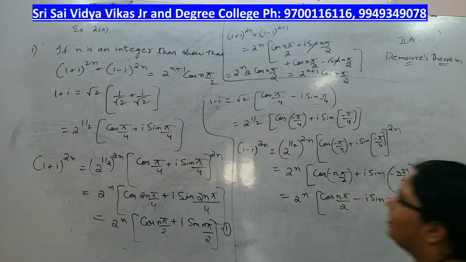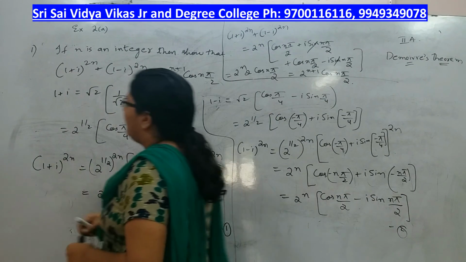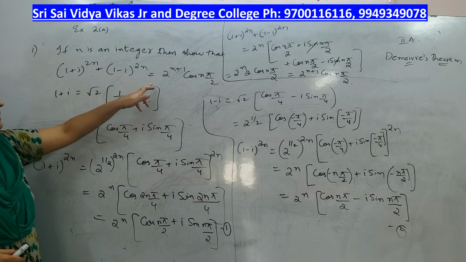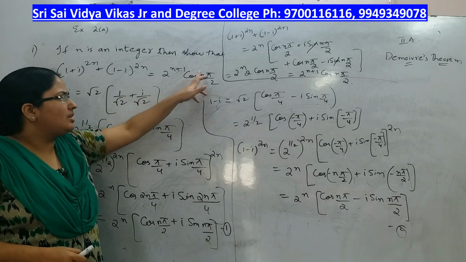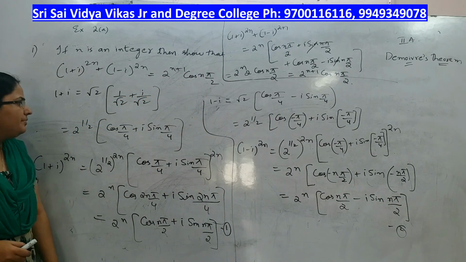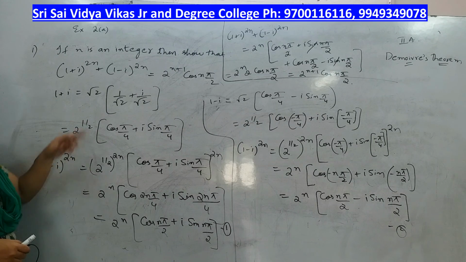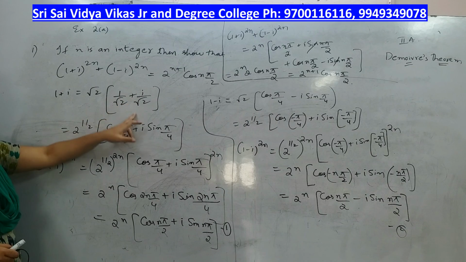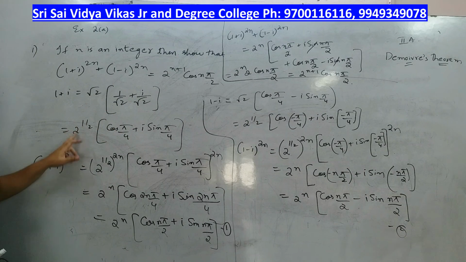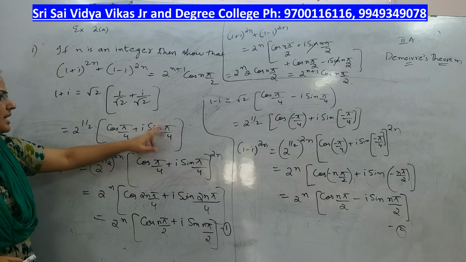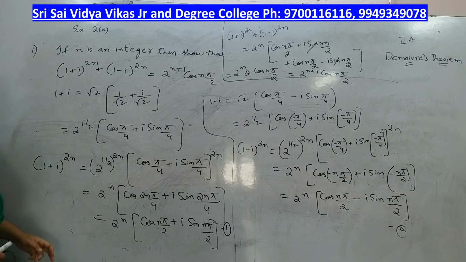The next problem you have is (1 plus i) whole power 2n plus (1 minus i) whole power 2n is equal to 2 power n plus 1 cos n pi by 2. This is what you have to prove. You have 1 plus i, multiply and divide by root 2, you have root 2 into (1 by root 2 plus i by root 2). Root 2 can be written as 2 power 1 by 2. 1 by root 2 can be written as cos pi by 4 plus i sin pi by 4.